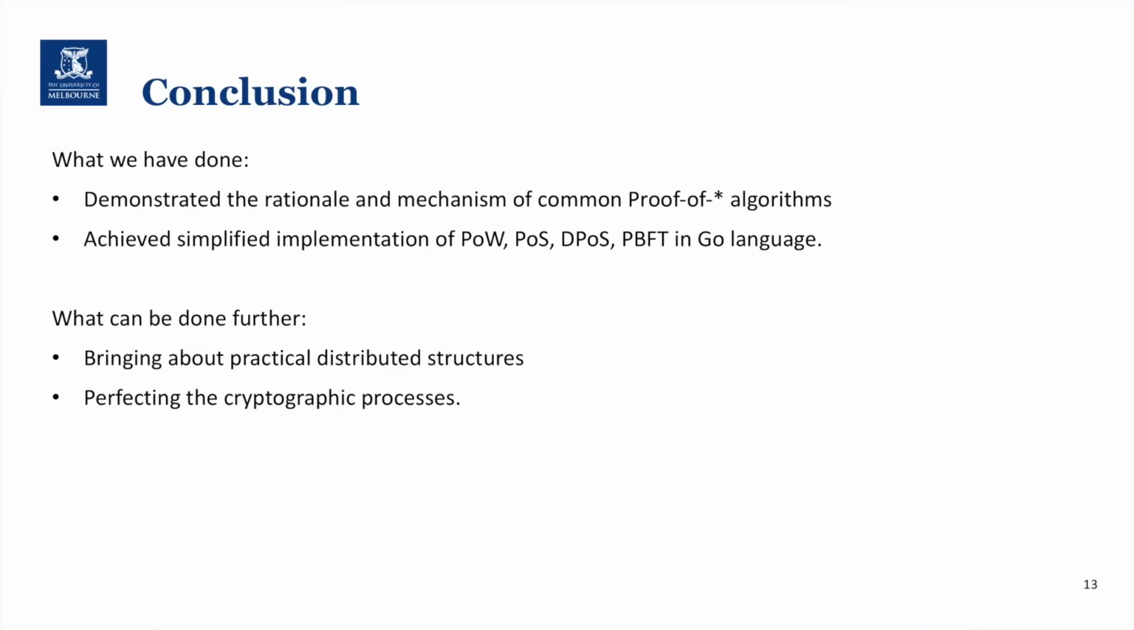Now that we have gone through several demos of our consensus algorithms, we have demonstrated the rationale and mechanism of common proof-of algorithms, and we have achieved simplified implementations of POW, POS, DPoS, and PBFT in the Go language. However, there are lots of things to be done further to improve our study, including bringing out practical distributed structures and perfecting the cryptographic processes.